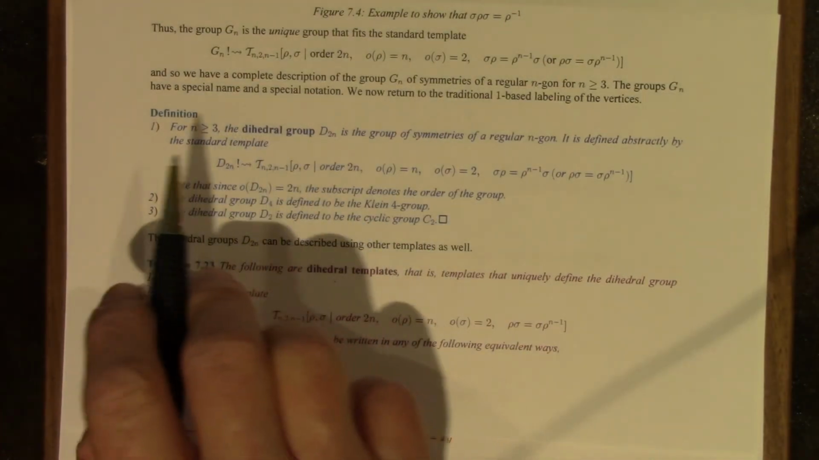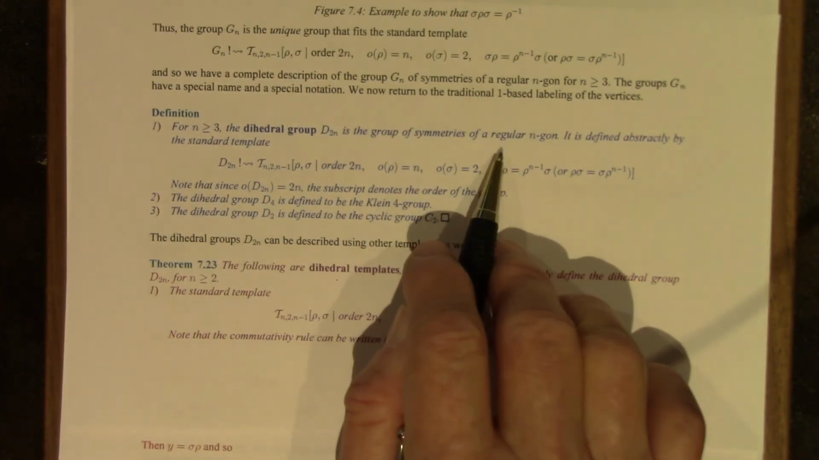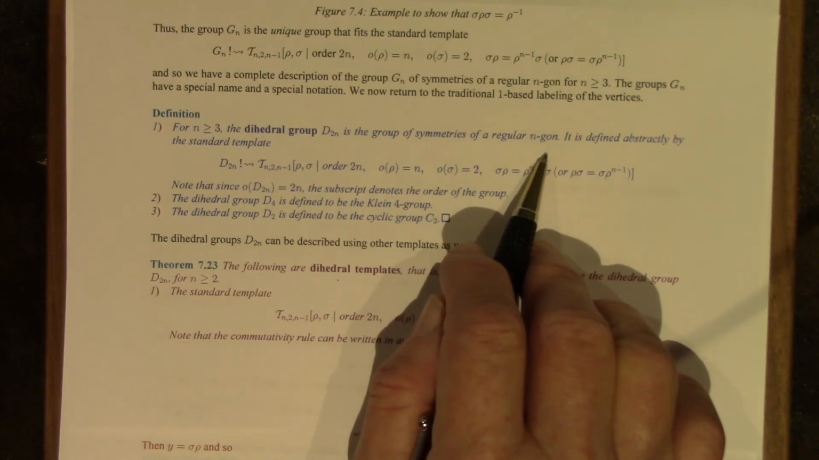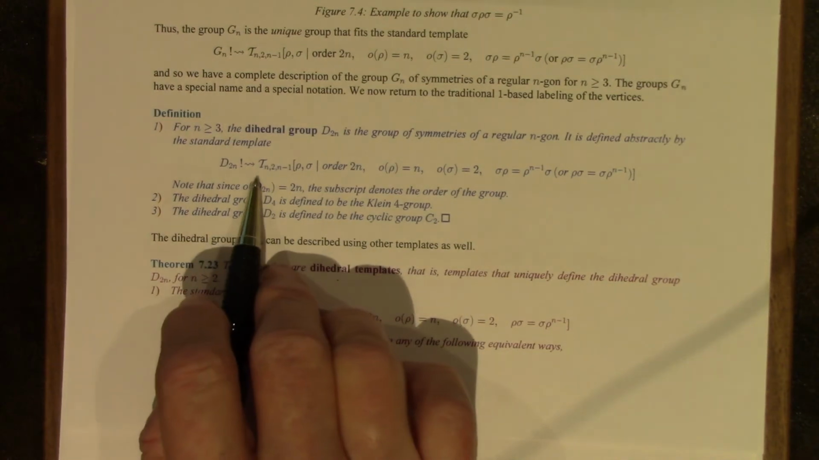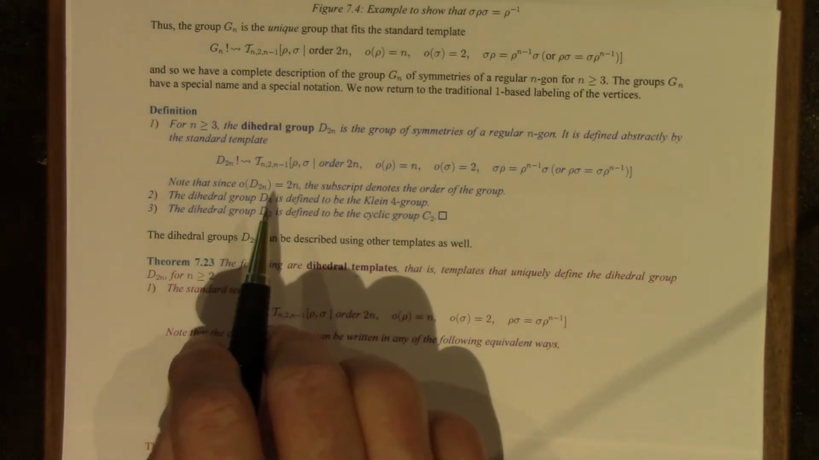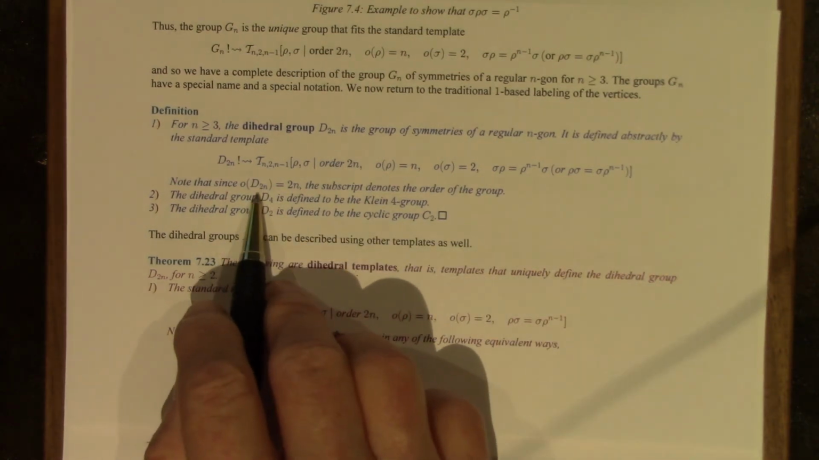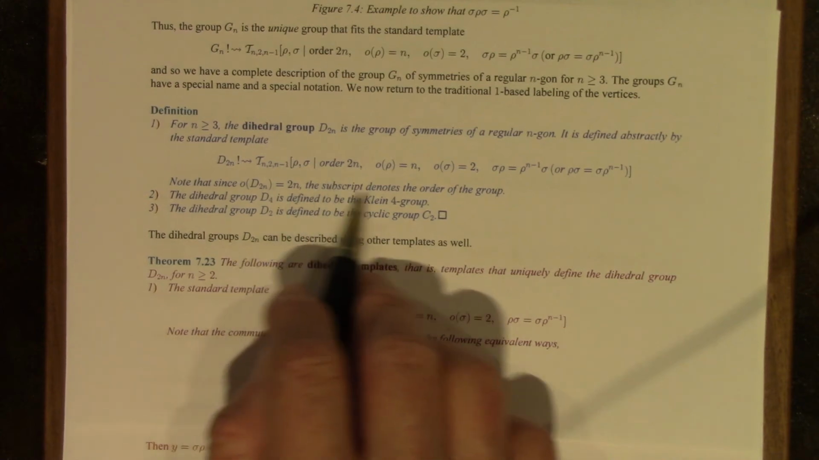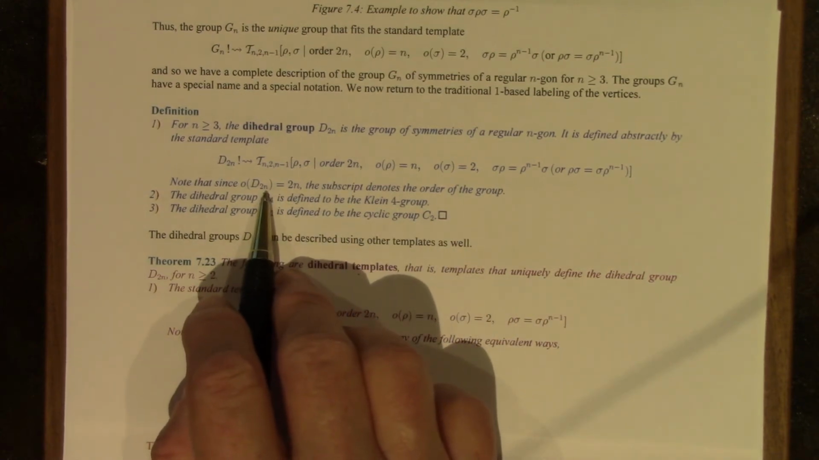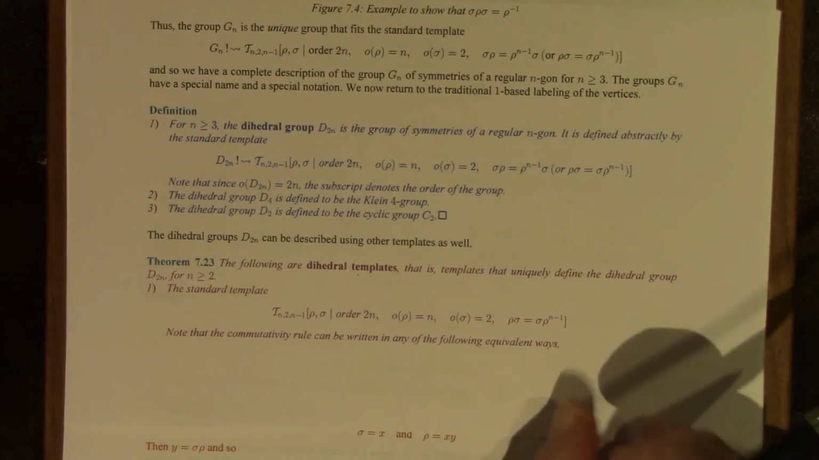Here is the formal definition. For n bigger than or equal to 3, the dihedral group D2n is the group of symmetries of a regular n-gon. And it's defined abstractly by this standard template. And just to be clear, for reasons I'll discuss in a few minutes, the order of D2n is 2n. The subscript here in the notation denotes the order of the group. Well, I'll tell you now. Many authors will denote this group by Dn rather than D2n. And I'll clarify that in a couple minutes.